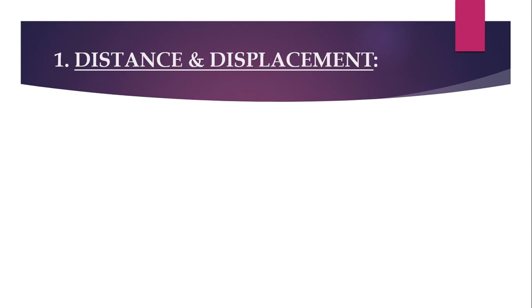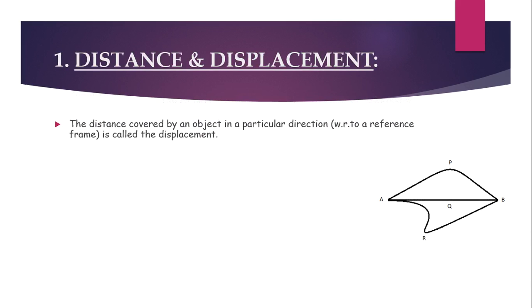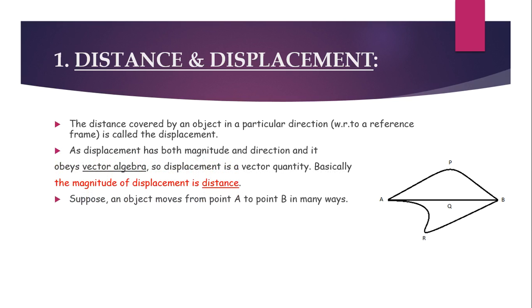Now, distance and displacement. The distance covered by an object in a particular direction with respect to a reference frame or point is called the displacement. As displacement has both magnitude and direction and it obeys vector algebra, displacement is a vector quantity. Basically, the magnitude of displacement is called distance.